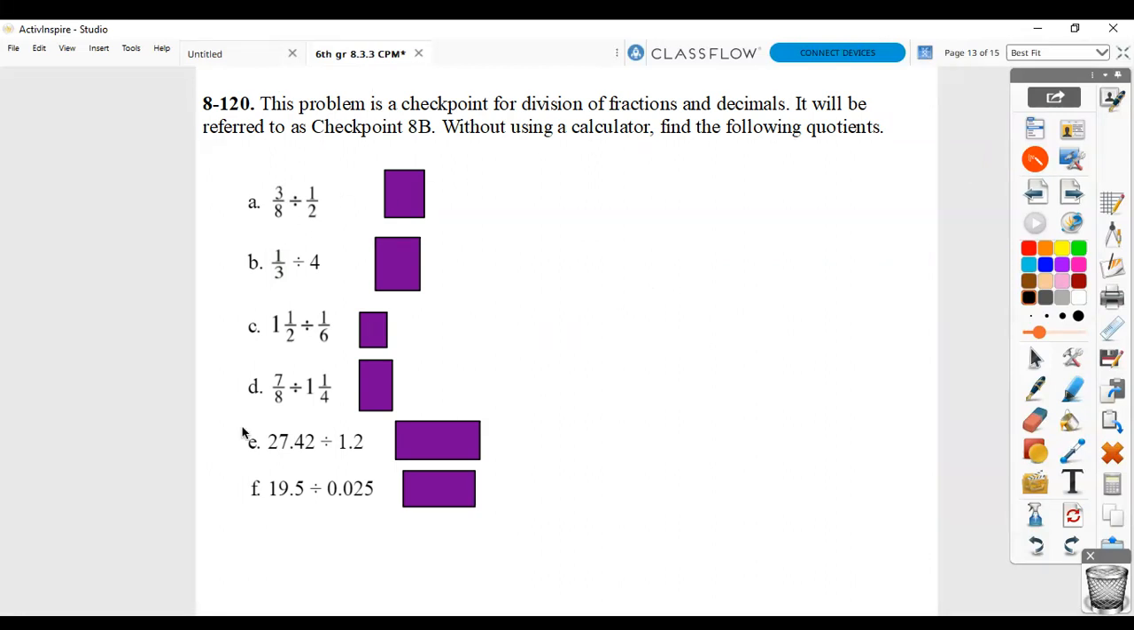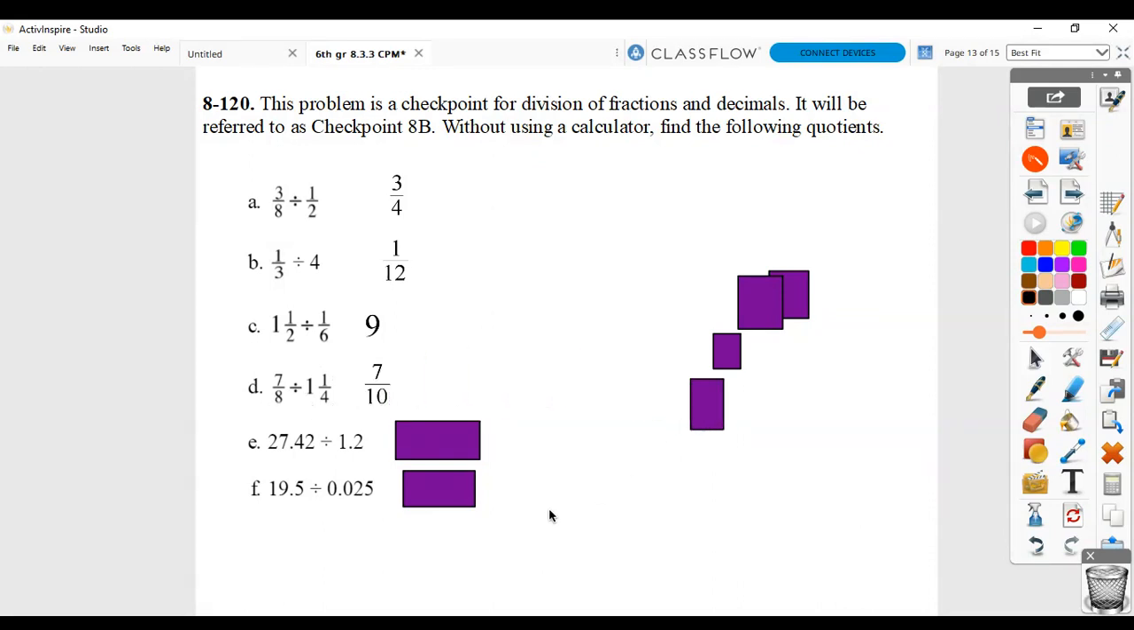And then for all of these, again, you need to make sure that you're showing the work. So for A, you'd show your keep, change, flip, and then you're simplifying. Final answer is 3/4. B, you should rewrite this as 1/3 divided by 4 over 1. Show your keep, change, flip, and simplifying, get 1/12. Here you should show that you changed this to an improper fraction divided by 1/6, and then your keep, change, flip, and simplifying. Answer is 9. Here you would change this to the improper fraction of 5/4, then do your keep, change, flip, simplify, 7/10.